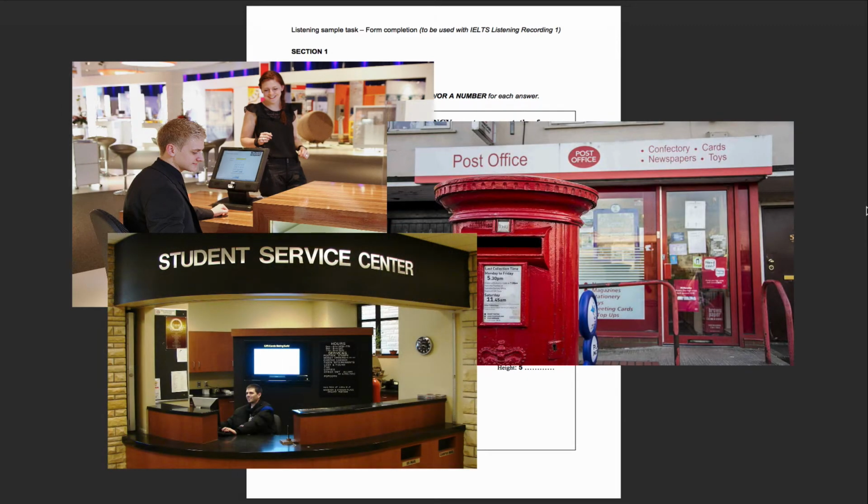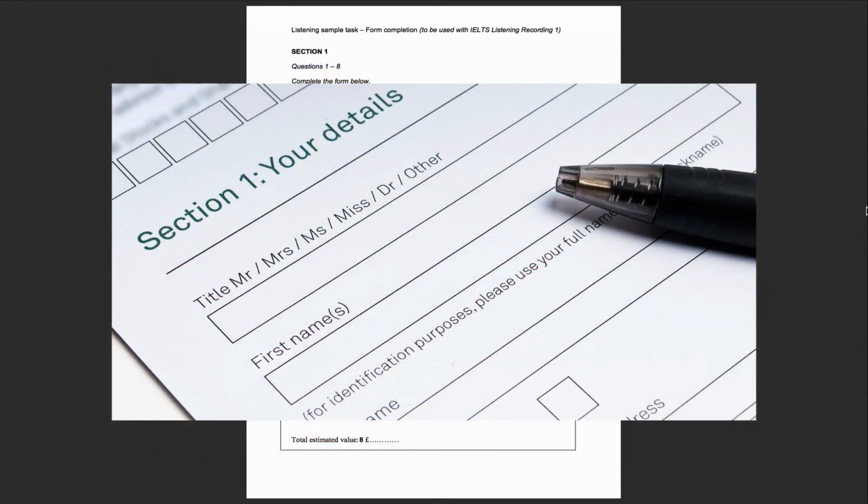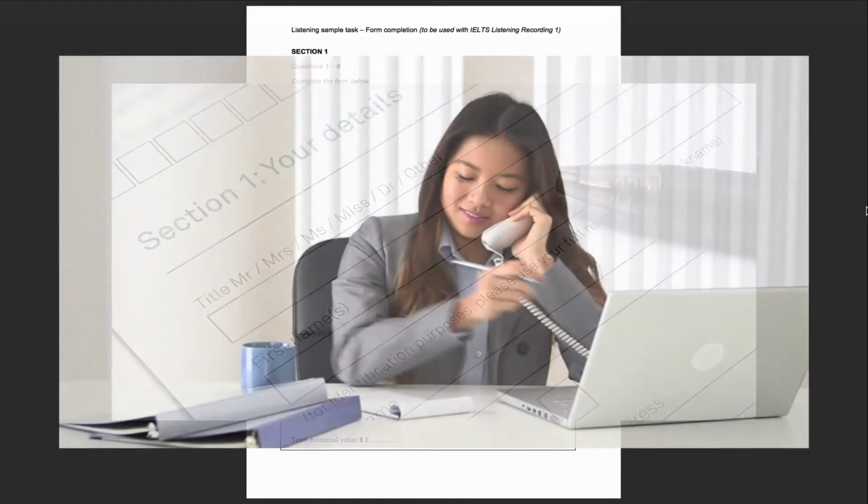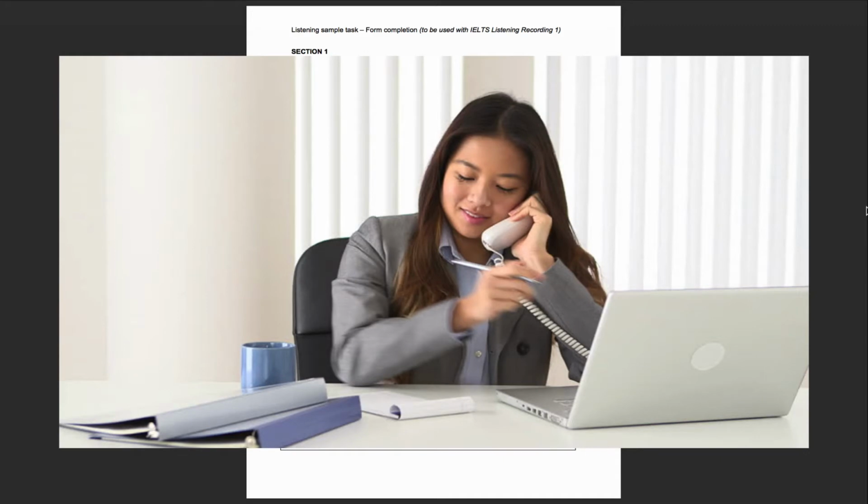They hand you a piece of paper, a form, and ask you to fill in personal details, things like your name, address, date of birth, or your nationality. So this is form completion. It tests your ability to listen to a conversation and to note down the relevant information at the same time. It's a kind of multitasking activity.